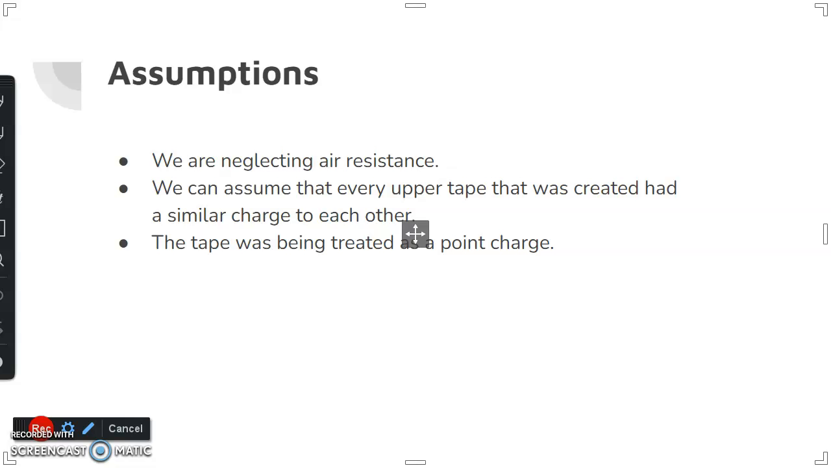So the assumptions for the air resistance when we're doing all the force calculations, especially when we're using Newton's second law in this lab. We could also assume that every tape that we created had a similar charge to another, and we can just assume that it'll be the same.